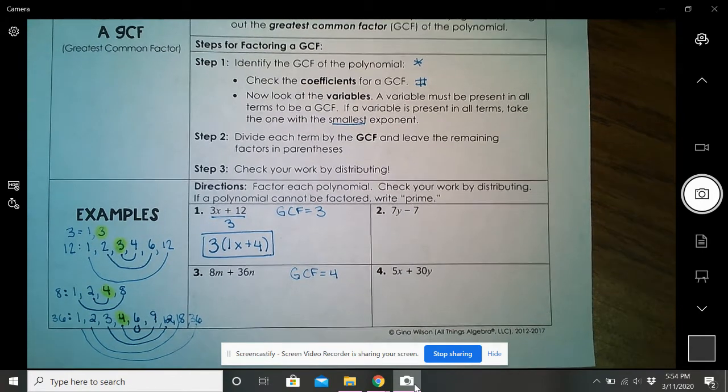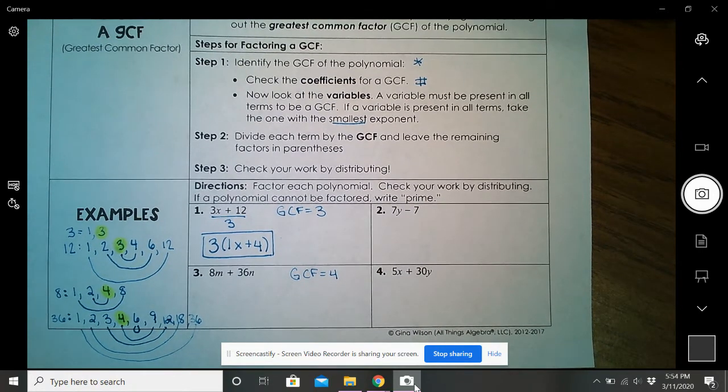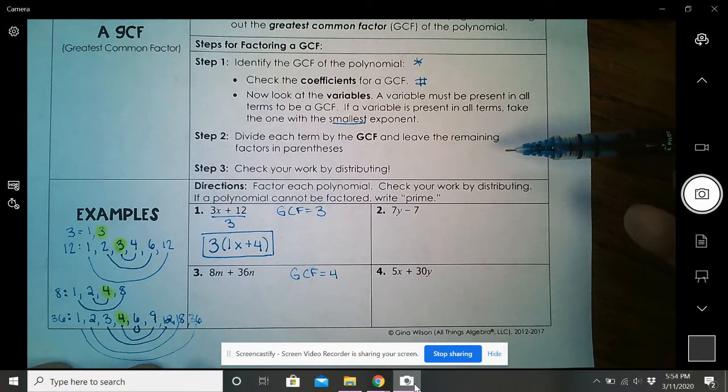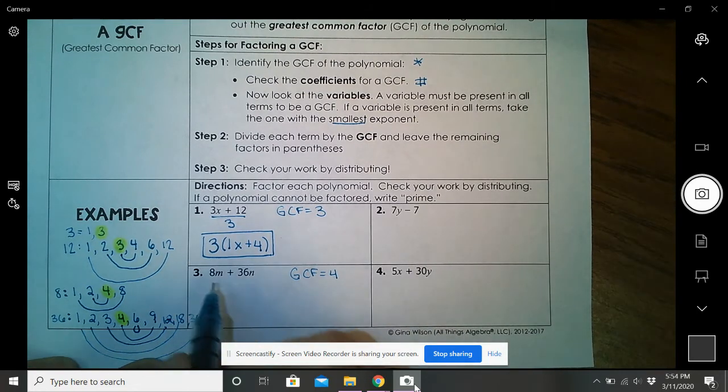Okay, now to look at the variables. It says the variable has to be present in all terms. So there's only an m in the first term and only an n in the second term. So there are no variables present in all the terms. So we're not going to be working with a variable here. On to step 2. Divide all those terms by the GCF.